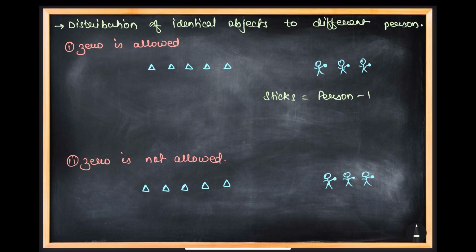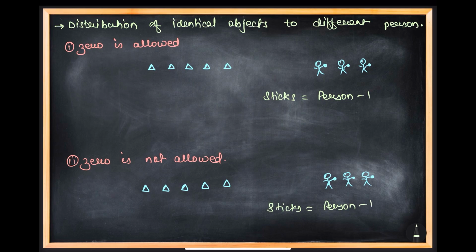So first you have to judge whether this question belongs to distribution of identical objects to different persons. In that case you have to ask me for sticks. What will be the count of sticks? It will be 1 less than the number of persons. So here also, same concept: sticks would be 1 less than the number of persons.